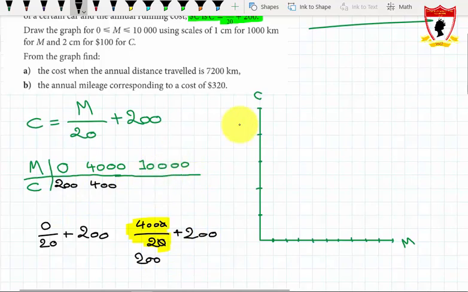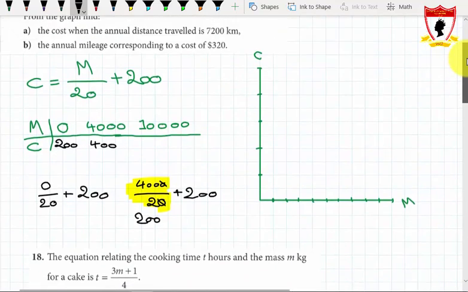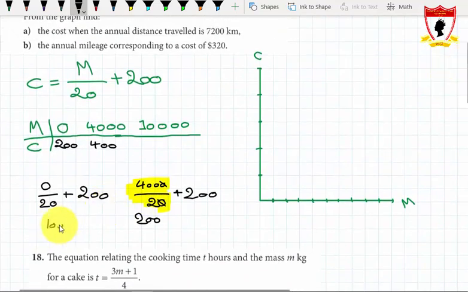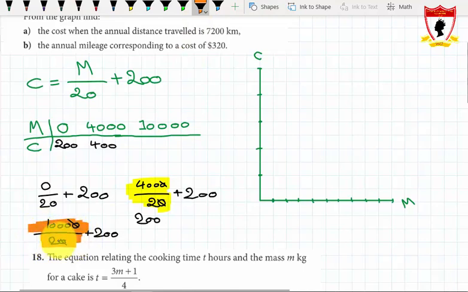And for the 10,000, we will have 10,000 over 20 plus 200. One 0 will be cancelled with this one because it's just one independent fraction. Then 1,000 divided by 2 is equal to 500. It means this fraction part is equal to 500 plus 200. We got 700. Okay.